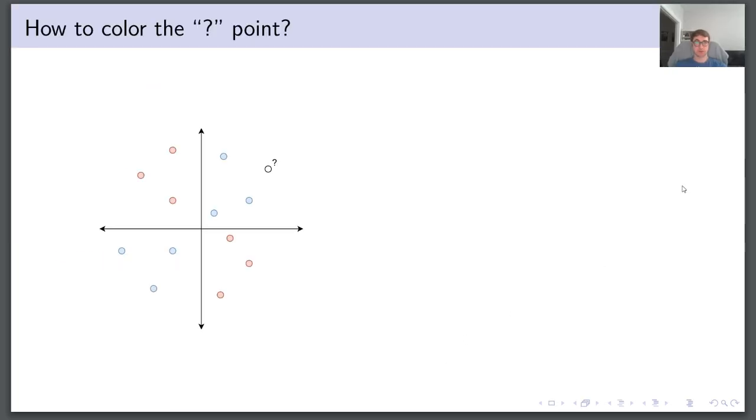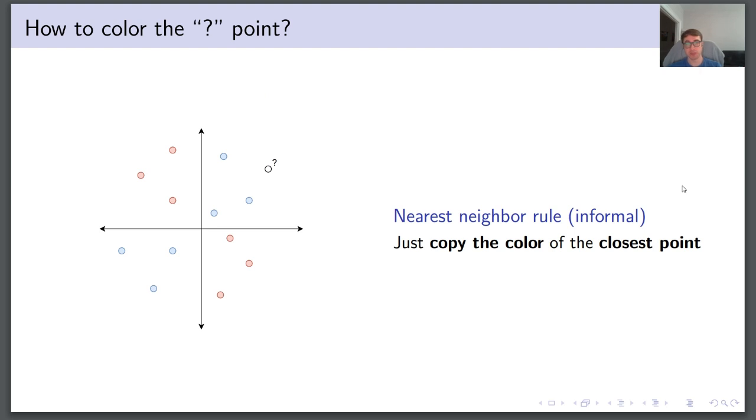So suppose we're given a set of red-blue colored points in R2. And based on these, we want to color a new point that we haven't seen yet. So one way to go about this is to use the nearest neighbor rule, which is just copy the color of the closest point. So on the left here, we would get blue.